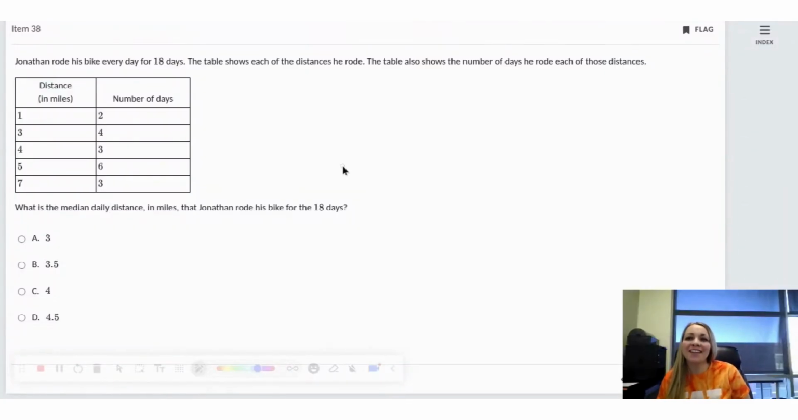Question number 38. Jonathan rode his bike every day for 18 days. The table shows each of the distances he rode. The table also shows the number of days he rode each of those distances. What is the median daily distance in miles that Jonathan rode his bike for the 18 days? I'm just going to create an organized list here so we can find the median.